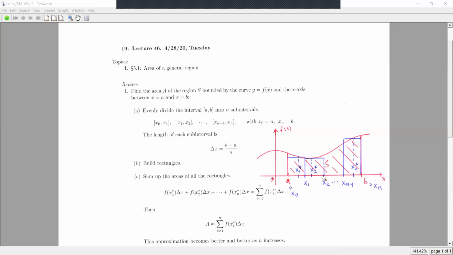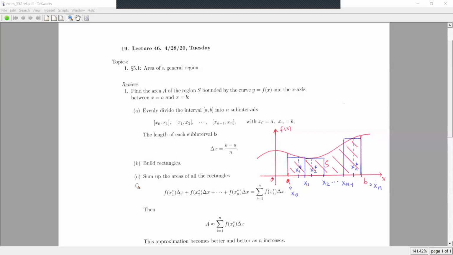Over the second subinterval, arbitrarily pick a point, x2 star. Again, this point usually is the left end point, right end point, or the midpoint of the second subinterval, but it can be any other point. Now use the function value at x2 star as the height to build one rectangle. Do the same for the remaining subintervals, building rectangles.